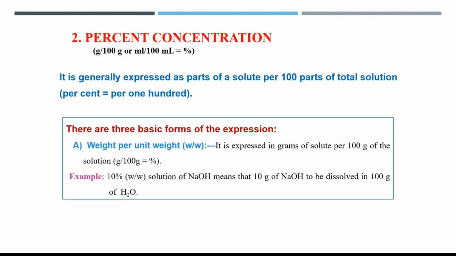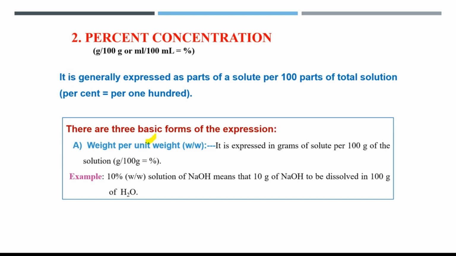Next solution that mostly you have to prepare in your practical is percent concentration. Percent concentration means the parts of the solute per 100 parts of total solution. Clear? So these percent concentrations we usually express in three different forms: weight per unit weight, weight per unit volume, volume per unit volume. First we are taking weight per unit weight, and it is expressed in grams of solute per 100 grams of the solution.